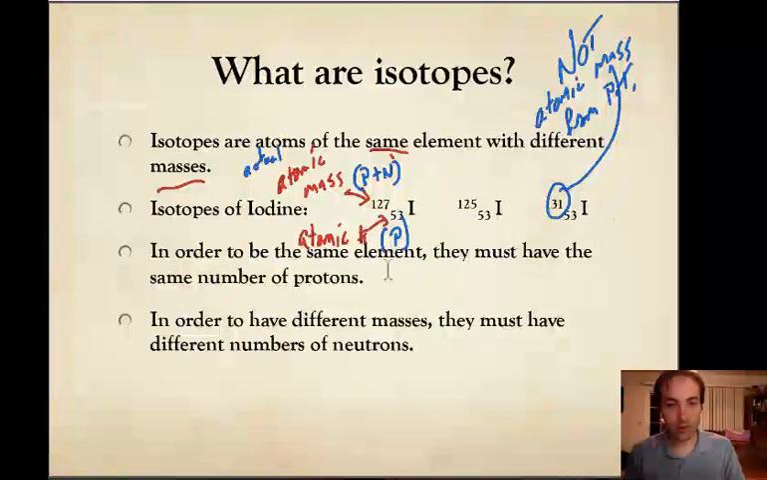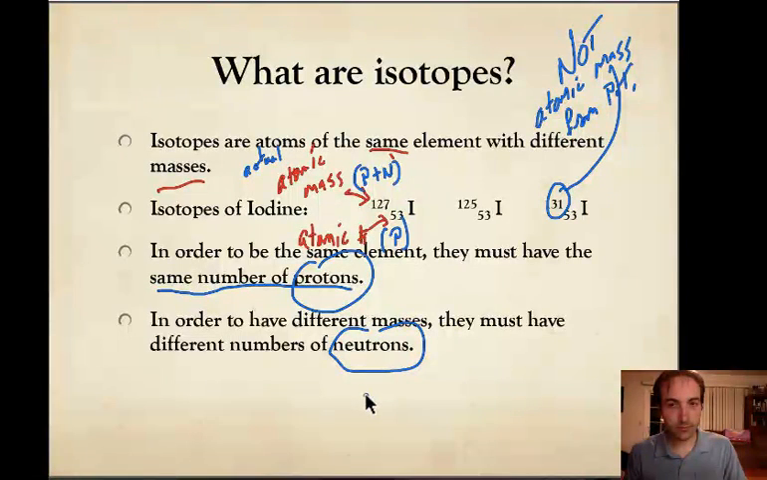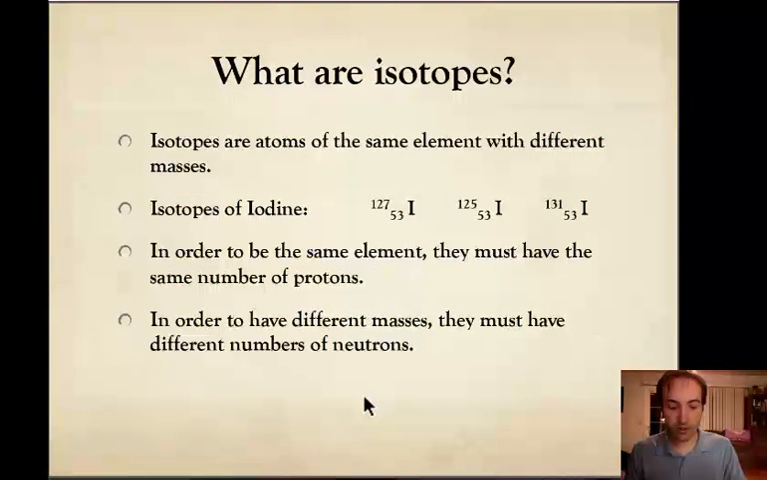Okay, so just to summarize all that, in order for these to all be the same element, so for these to all be iodine, they must have the same number of protons. The protons are what are important for determining the type of element. In order to be different isotopes or have different masses, they have to have different numbers of neutrons. Okay, so that's what an isotope is.